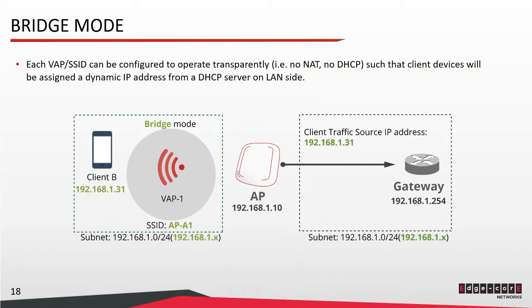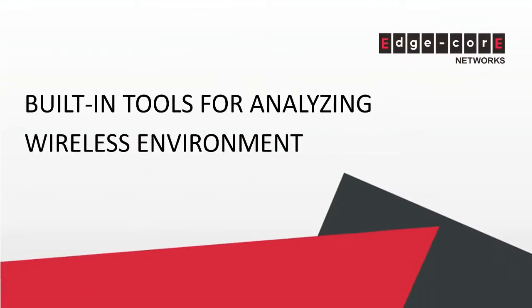The second is bridge mode. In this mode, VAPs operate transparently, such that client devices will be assigned a dynamic IP address from a DHCP server on the LAN side. The source IP address of the client traffic seen by the uplink gateway or switch will remain the original IP address of the client. So in this case, 192.168.1.31.